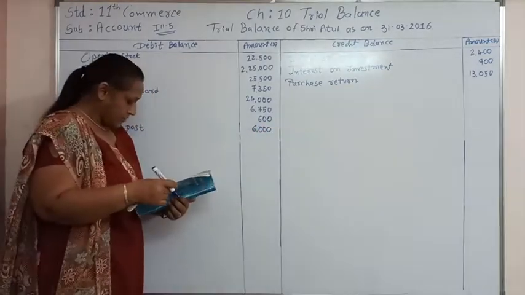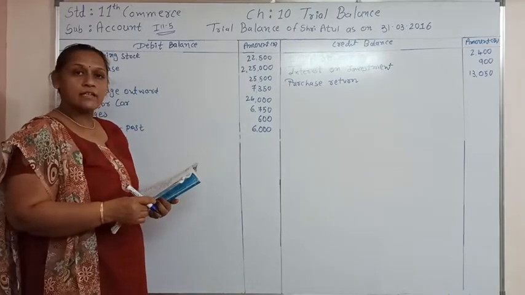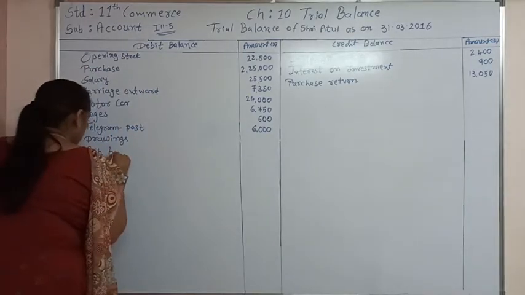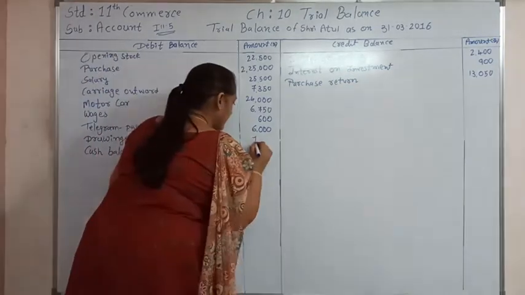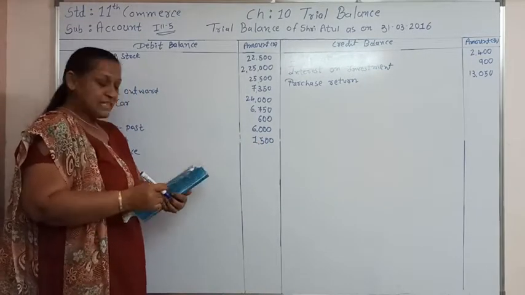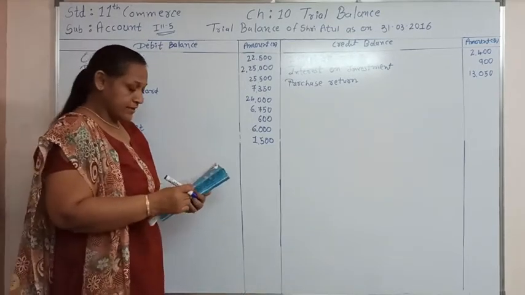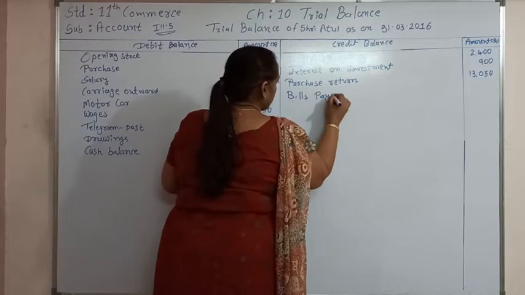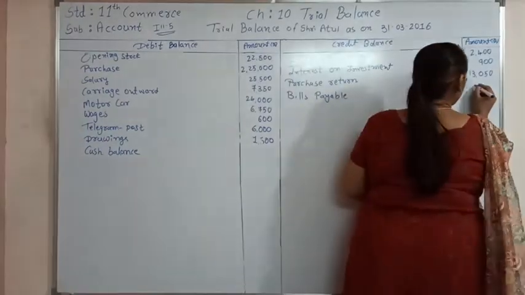After drawing, another account is a cash balance, and cash balance is an asset of the business, and an asset has a debit balance, so we will write cash balance on the debit side. Cash balance is rupees 1,500. After cash balance, another account is bills payable, and bills payable is our liability, and all liabilities have a credit balance, so we will write bills payable on the credit side. Bills payable has the balance of 9,750.